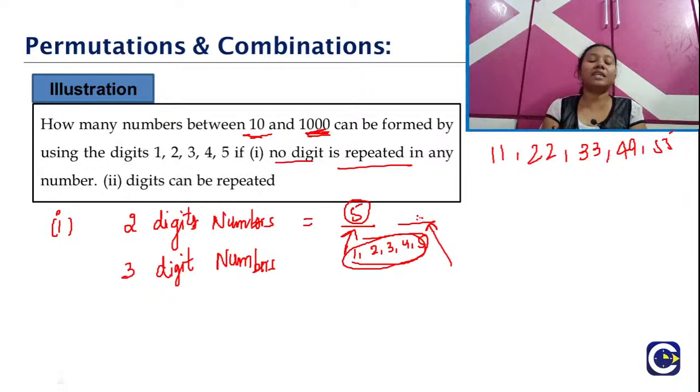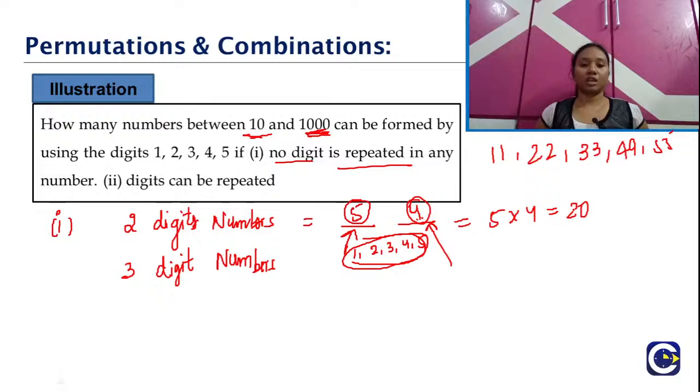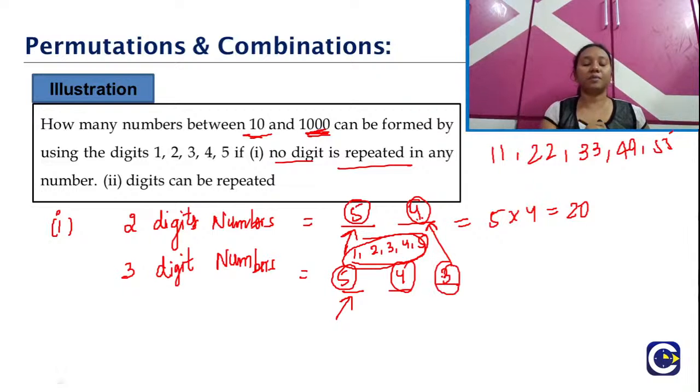That means here how many digits will be placed? 4 digits. And both the tens place and the ones place have to occur simultaneously, so it will be the multiplication principle, which is 5 into 4, 20. Right. Similarly, we can check the same thing for a 3-digit number. Here, how many possible cases? 5. After 1 is fixed, here it will be 4 possibilities. If 4 is fixed here, here it will be 3 possibilities.